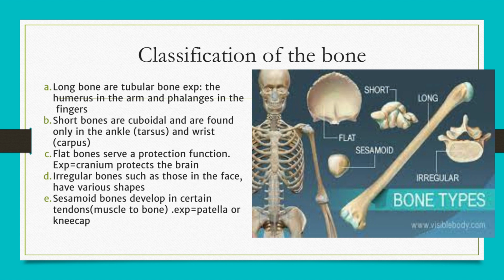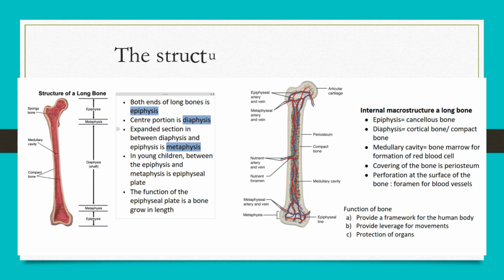Flat bones serve a protective function, for example the cranium protects the brain. Lastly, we have irregular bones, such as those in the face, which have various shapes. Sesamoid bones develop in certain tendons, from muscle to bone, for example the patella or kneecap. Let's see the structure of the bone.